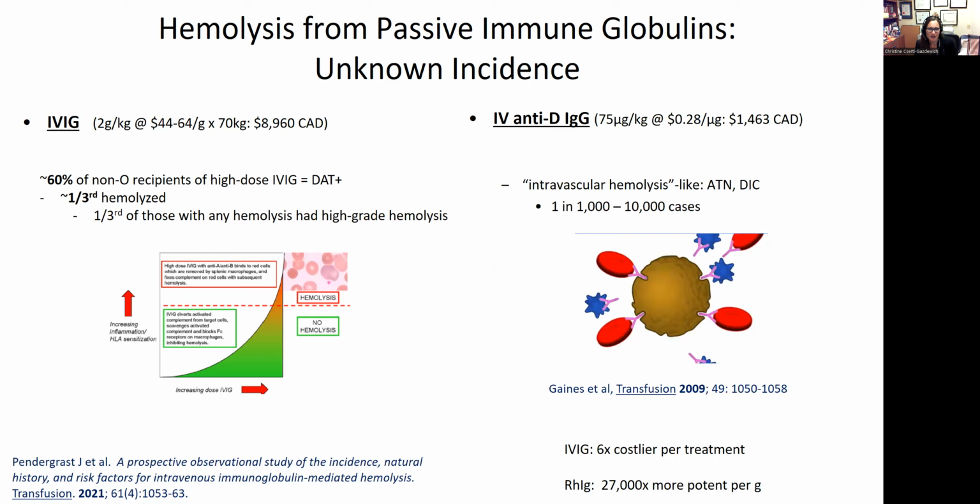Now, an alternative to IVIG to immunomodulate a patient is Rh immune globulin, WinRho or RhoGAM, usually what we give to Rh negative gestations to immunoprophylax against D seroconversion. In this case, we're giving this deliberately to D positive people, which means you are getting anti-D landing on D positive red cells.